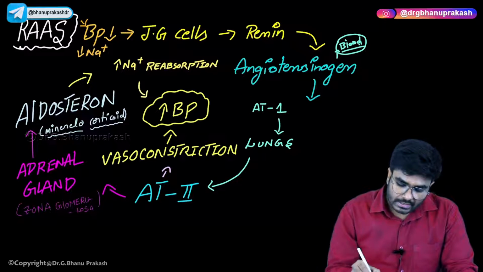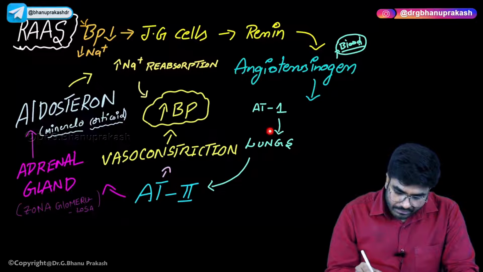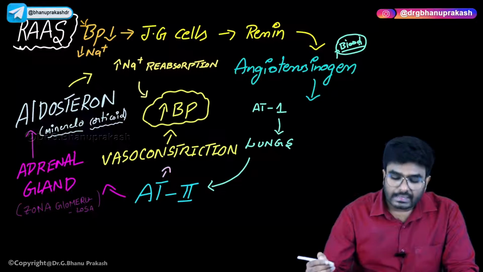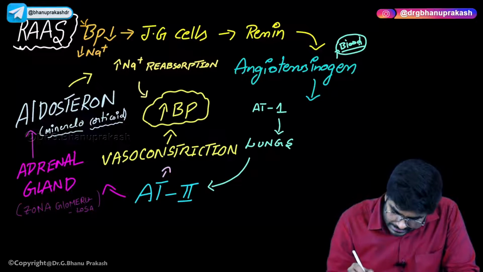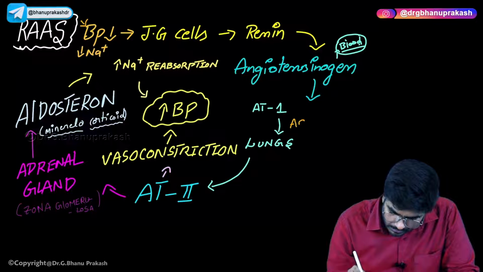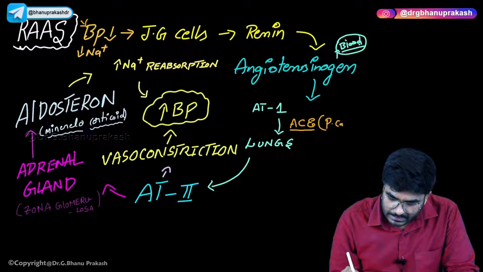Later what happens, sir? This angiotensin 1 goes to the lungs. Okay, now it's coming to the lungs. In the lungs what happens? With the help of an enzyme called ACE, angiotensin converting enzyme. This angiotensin converting enzyme is present in the pulmonary capillaries.